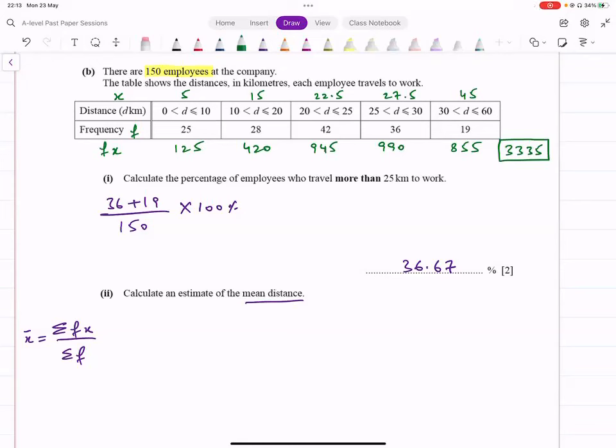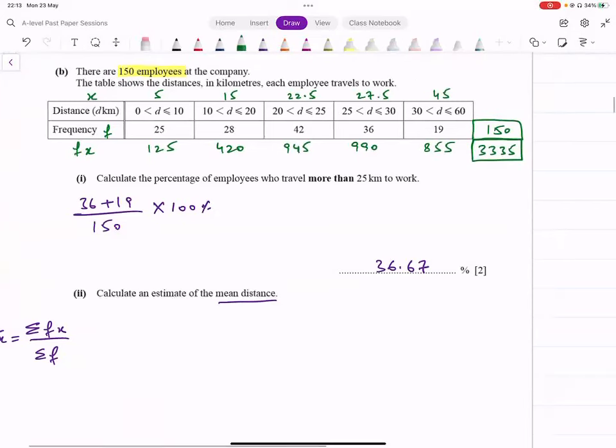What do I do now? Sigma f भी चाहिए, यानी कि frequencies का sum चाहिए मुझे. Sigma f, वो आपको पहले से पता है, 150. आप इन सबको total भी कर लोगे, आपके पास 150 ही आएगा. This is your sigma f. So you've got your sigma f, you've got your sigma fx. बस वो formula के अंदर input कर दें.